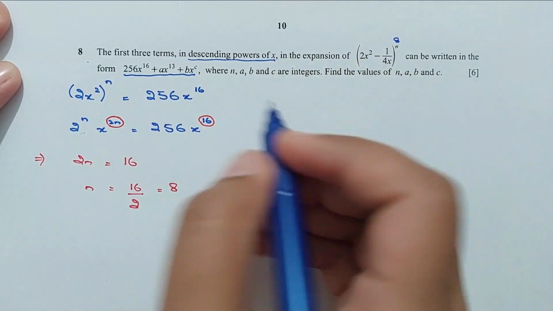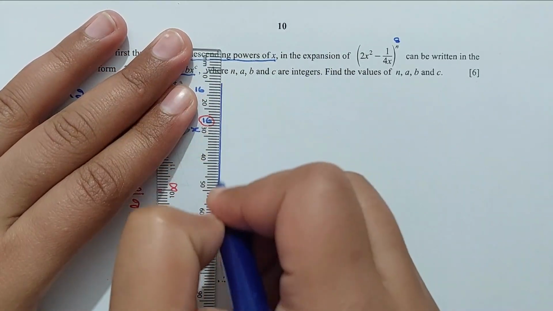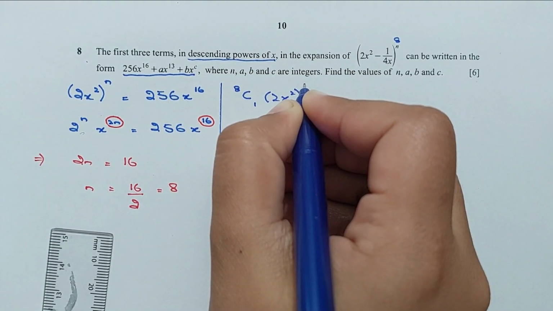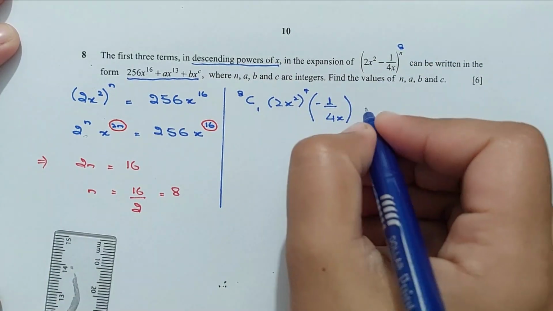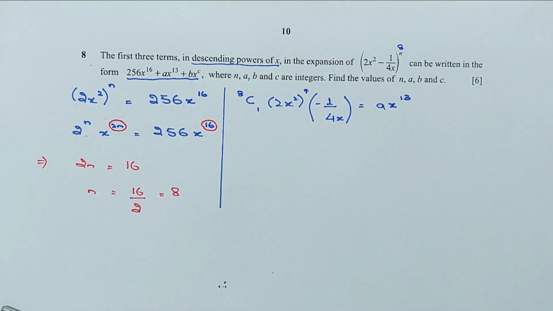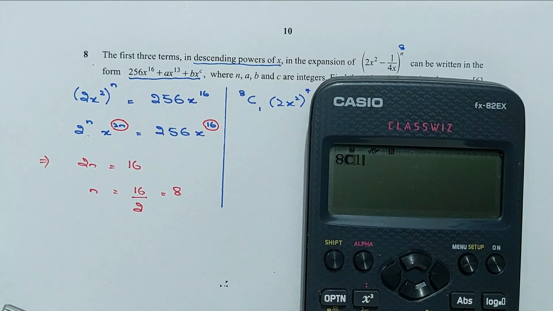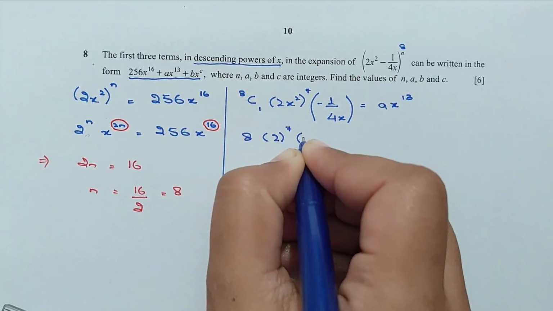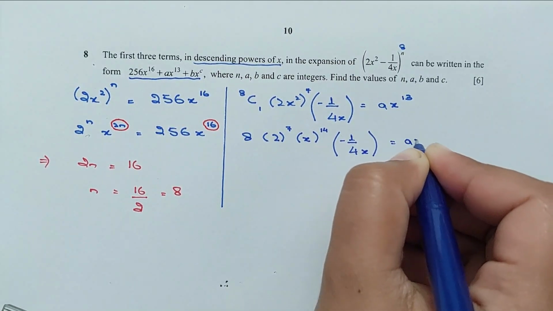Here n is 8. So the second term is ax exponent 13. We can equate the second term. So this should be 8C1 times (2x squared) to the power 7 times (minus 1 over 4x). This is the second term and this should be equal to ax exponent 13. We have to solve for a. So what is 8C1? 8C1 is 8. So this is 8, this is 2 exponent 7, this is x exponent 14, this is minus 1 by 4, and x.